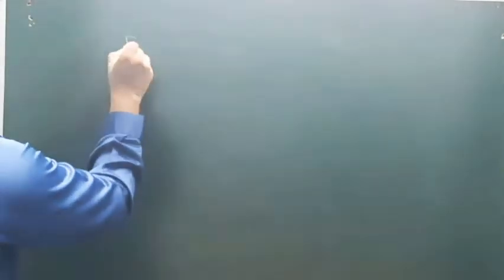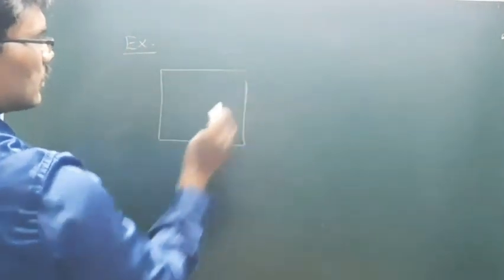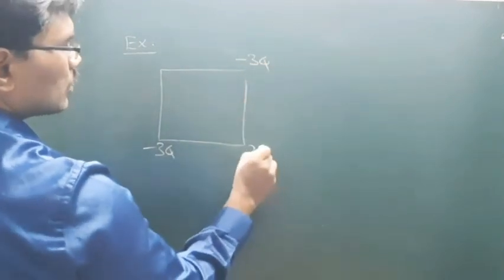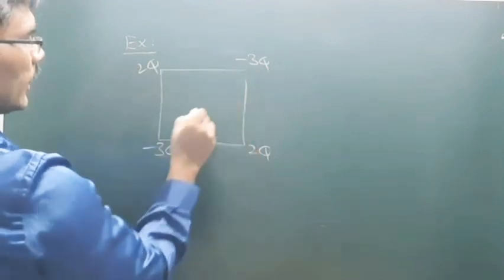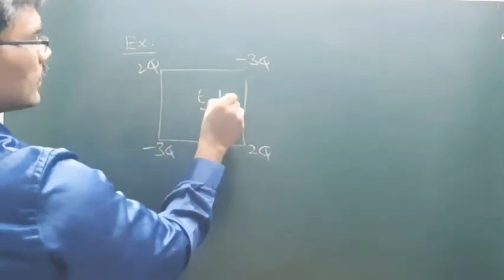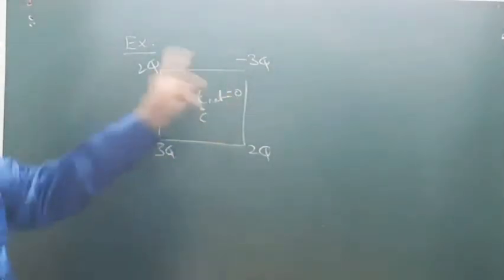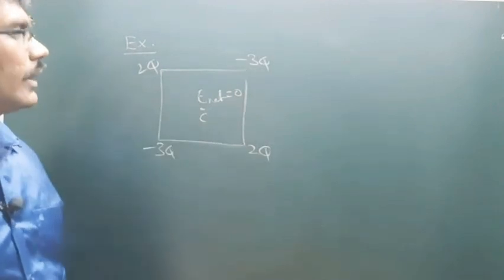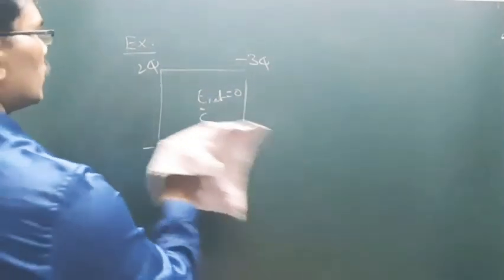Right. So what are the examples so far we have done? Suppose this one is -3q, and this is +2q. So diagonally opposite charges are identical, therefore E net at C is equal to zero. Here all four charges need not be equal, but if diagonally opposite charges are identical, then the net field equals zero at point C. Right. Now, based on this logic, let us solve these questions.